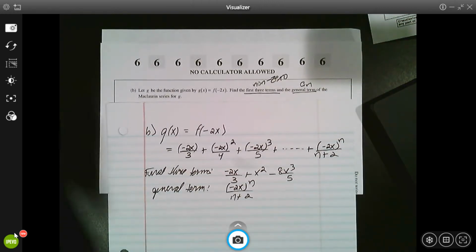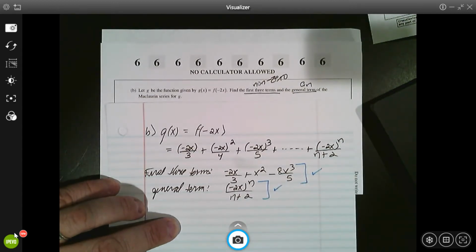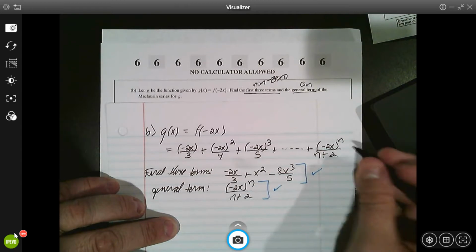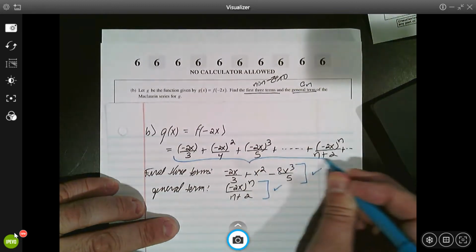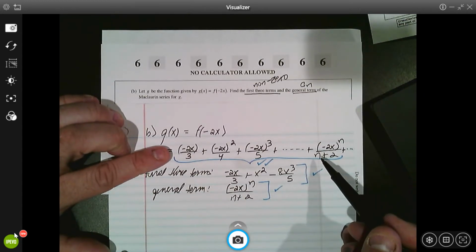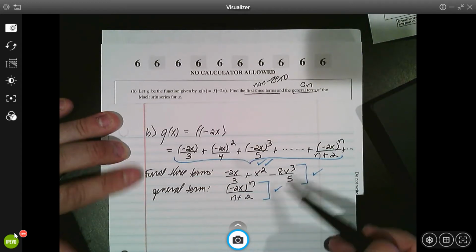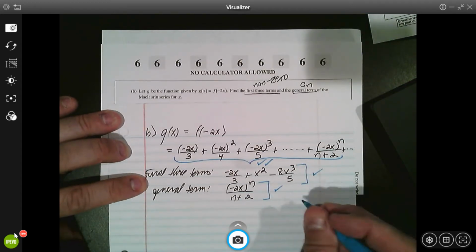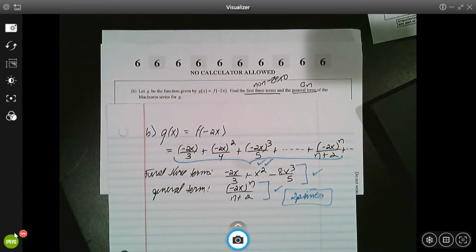And that does it. 1 point for the first 3 terms, 1 point for the general term. I am convinced that if you wrote this expression out right here, that would get you the 2 points as well, and that really is my preference. But they did specifically say find the first 3 terms, find the general term, so you could list it out separately this way, and that's going to get you 2 points. Again, pretty standard question number 6 for a BC student. Now let's take a look at part C.